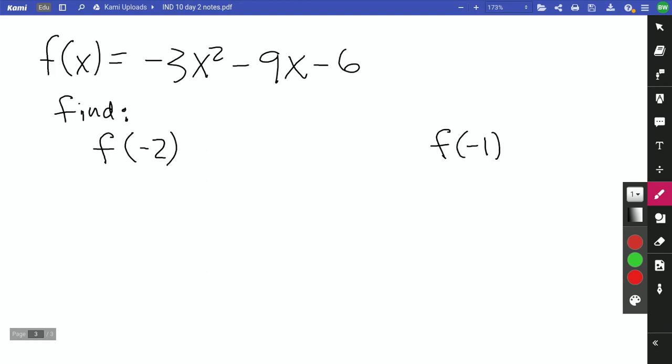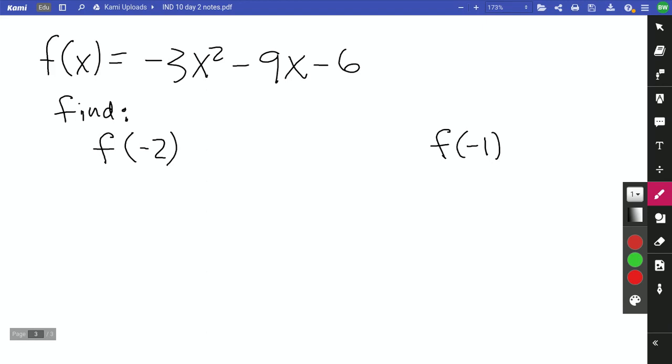So there it is. You got a function, and you're asked to evaluate it at those two different values of x. So plug in -2, see what you get. Plug in -1, see what you get. So pause the video now and work on that. And when you're ready to look at the solution, start it back up.